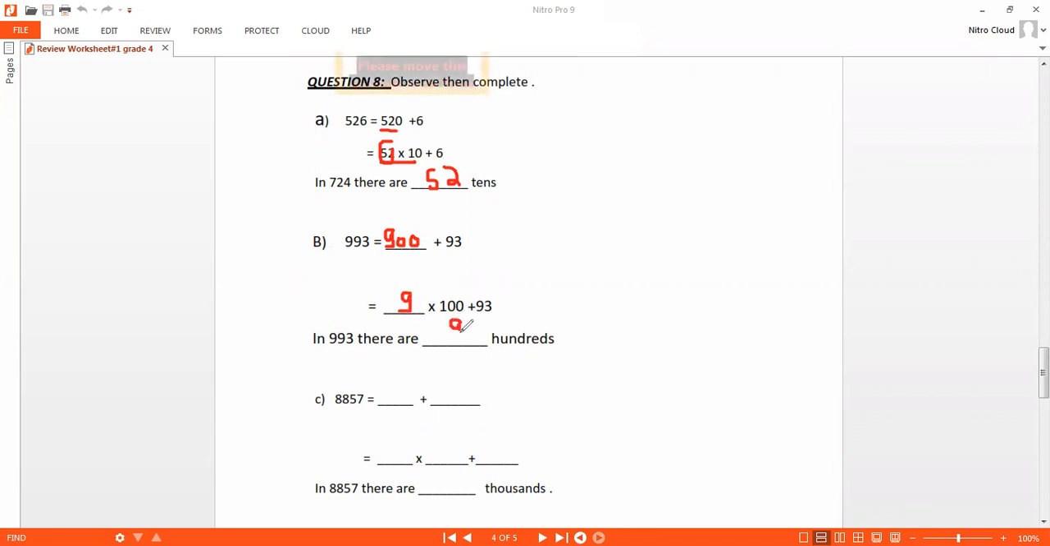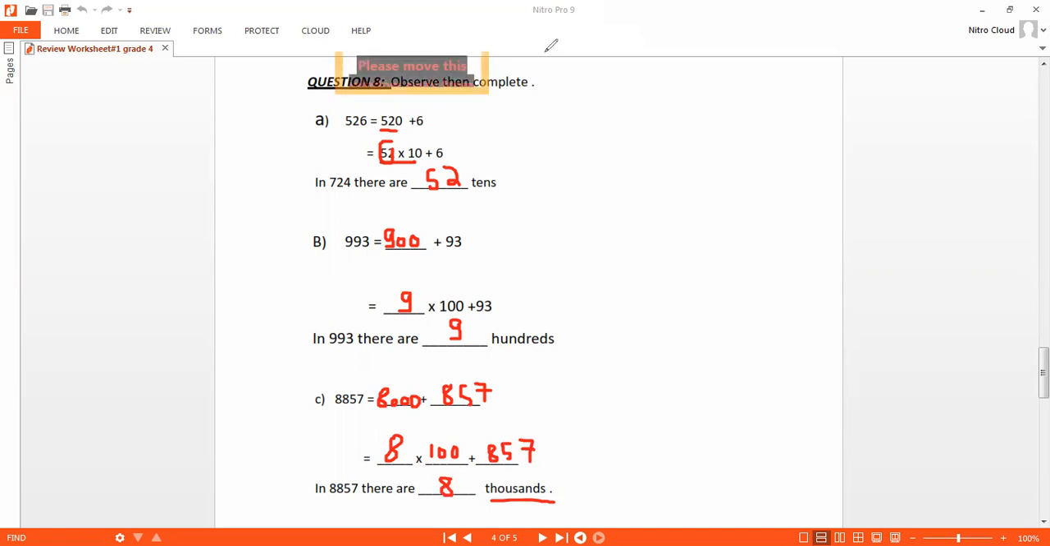We have 9 hundreds. In order to know how to decompose the number, you have to look here at the last word, which is thousands. So I need to put 8,000 alone with 3 zeros plus 857. Now 8,000 is written as 8 times 1,000 plus 857. So tell me now, how many thousands do you have? Correct, it's 8.